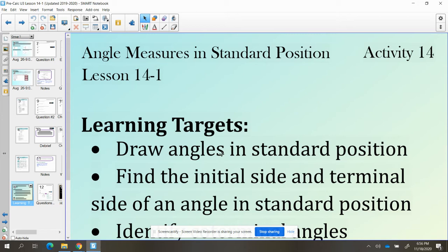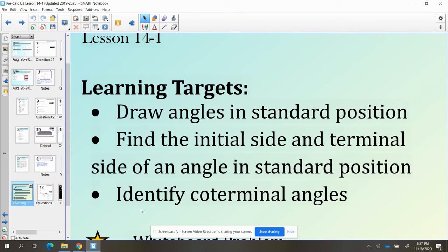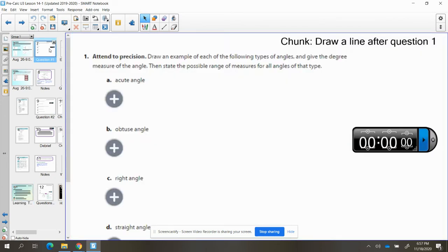Today we are going to talk all about angles, specifically some vocabulary, talking about standard position, initial side and terminal side, as well as identifying the coterminal angles. Okay, and today we are going to start on page 187 in your Springboard books.